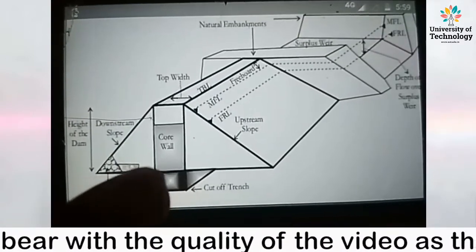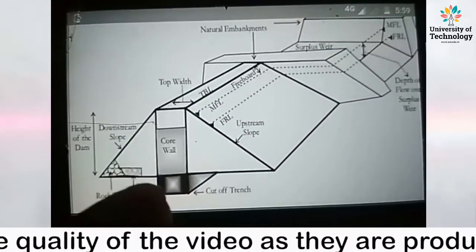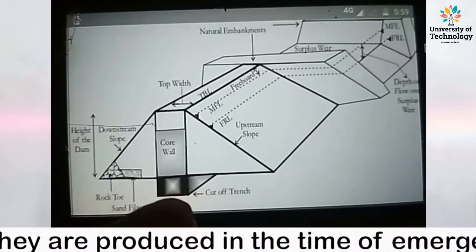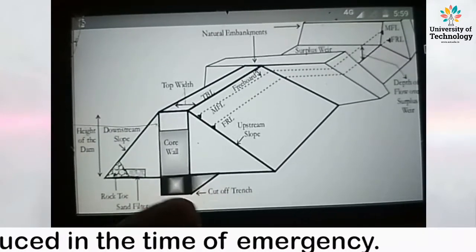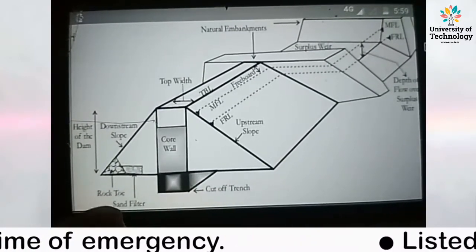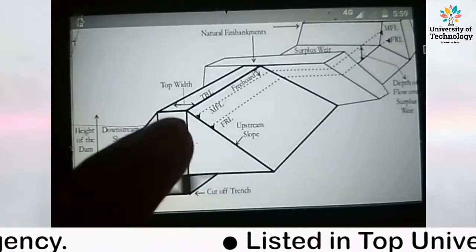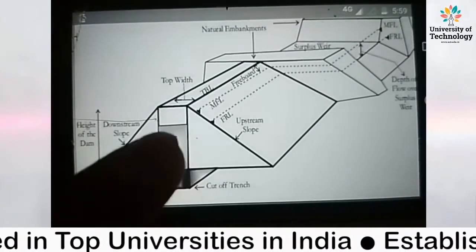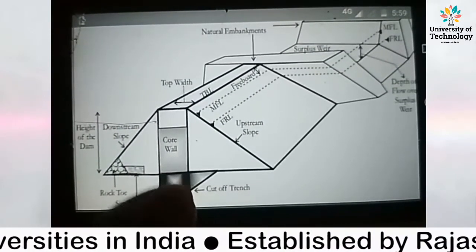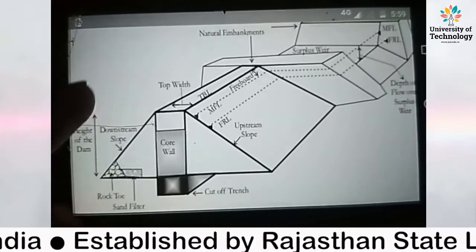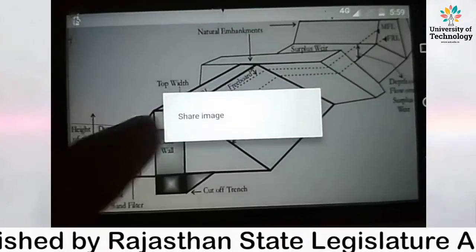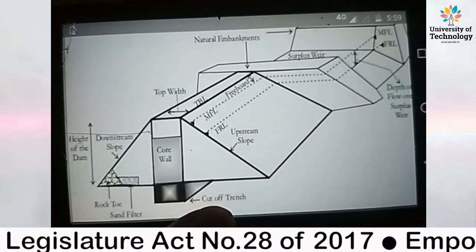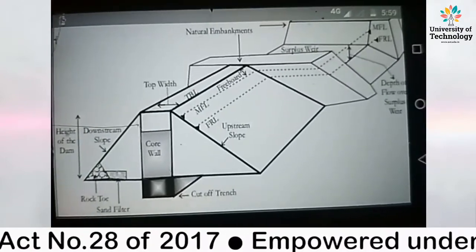So as you know, when a pillar is constructed, the foundation is also constructed beneath it. Okay, so the cutoff trench is available here. Overall, this portion in which the foundation of this core wall will take place is known as the cutoff trench or cutoff wall.